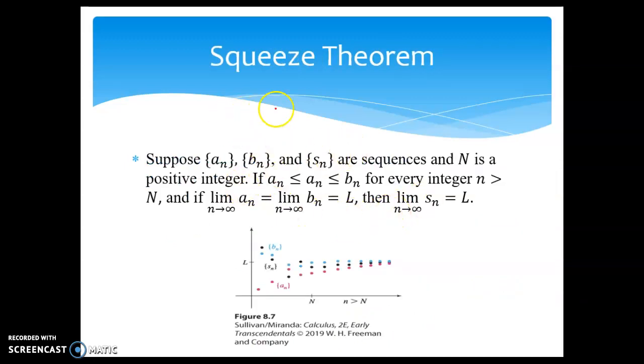So we are going to discuss the squeeze theorem. If I have a sub n, b sub n, and s sub n, these are sequences. Sequence b sub n is above, and sequence a sub n is below. In the middle, we have s of n. If the limit of a sub n, the function below, equals the limit of b sub n, the function above, and the result is L, that means the function in the middle would have the same limit, which is equal to L.